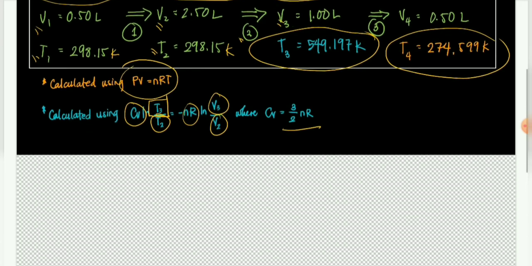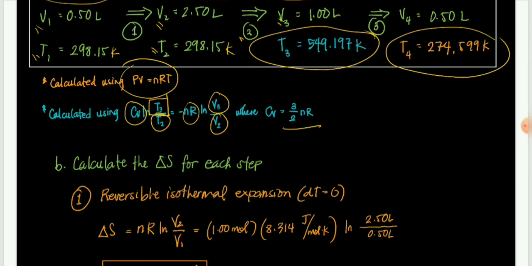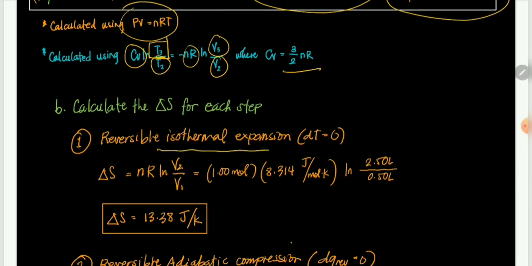So, the next thing to do is to calculate the delta S for each step. Since we are given the parameters, pressure, volume, and temperature, we can now calculate the delta S for each step. So, for the first step, this is an isothermal expansion. Therefore, the change in temperature is 0. So, delta S is NR ln V2 over V1. So, this was derived since delta U is 0.